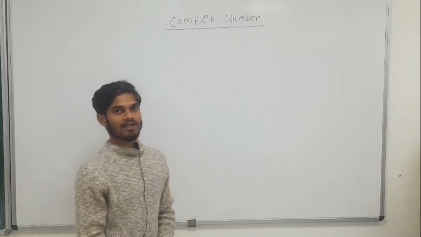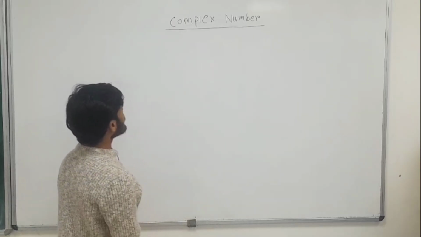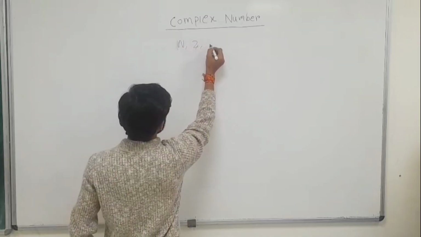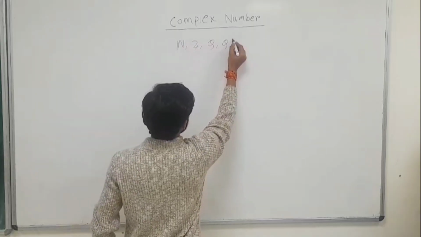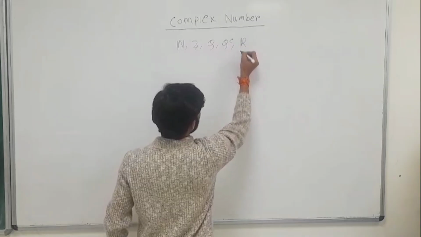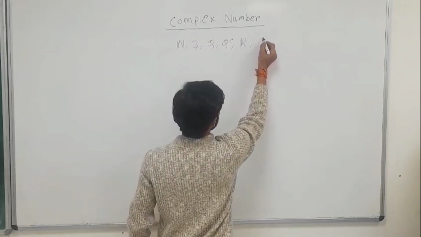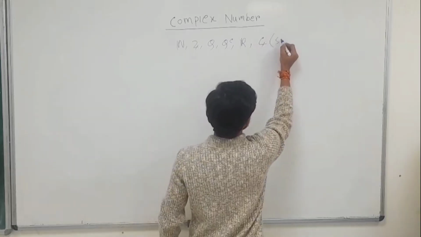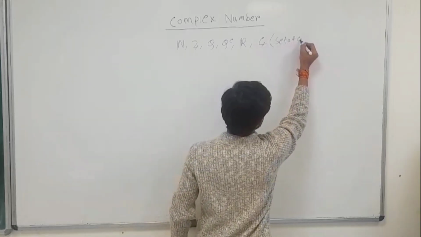Today we are going to discuss complex numbers. So you already know about the natural number, integer, rational number, irrational number, real number, and here we will discuss the set of complex numbers, which is denoted as C. And this is the set of complex numbers.